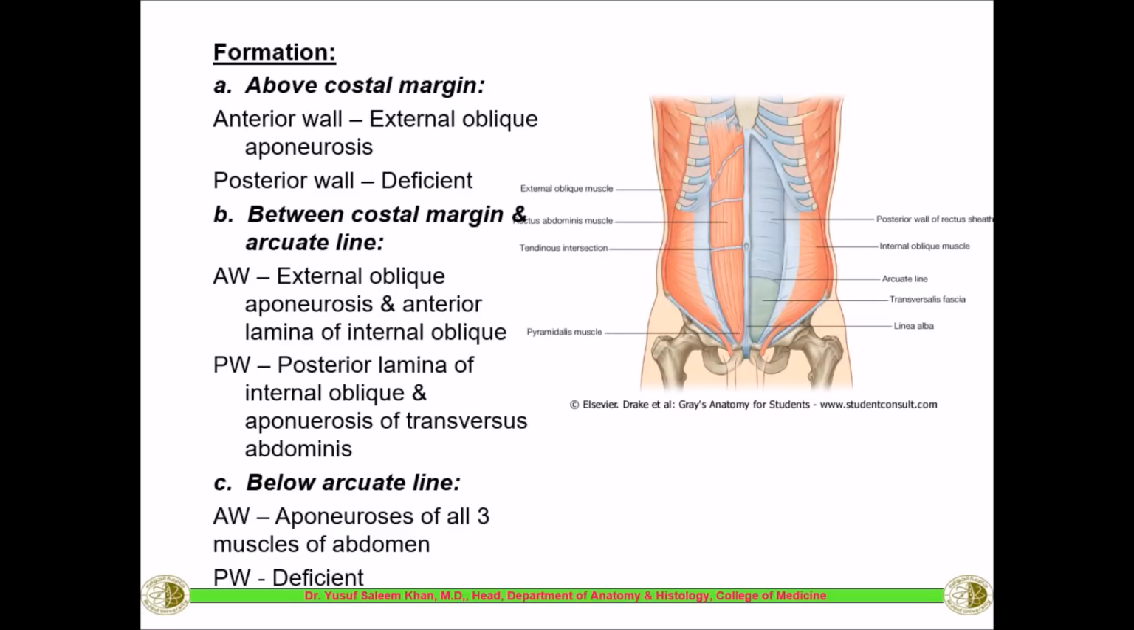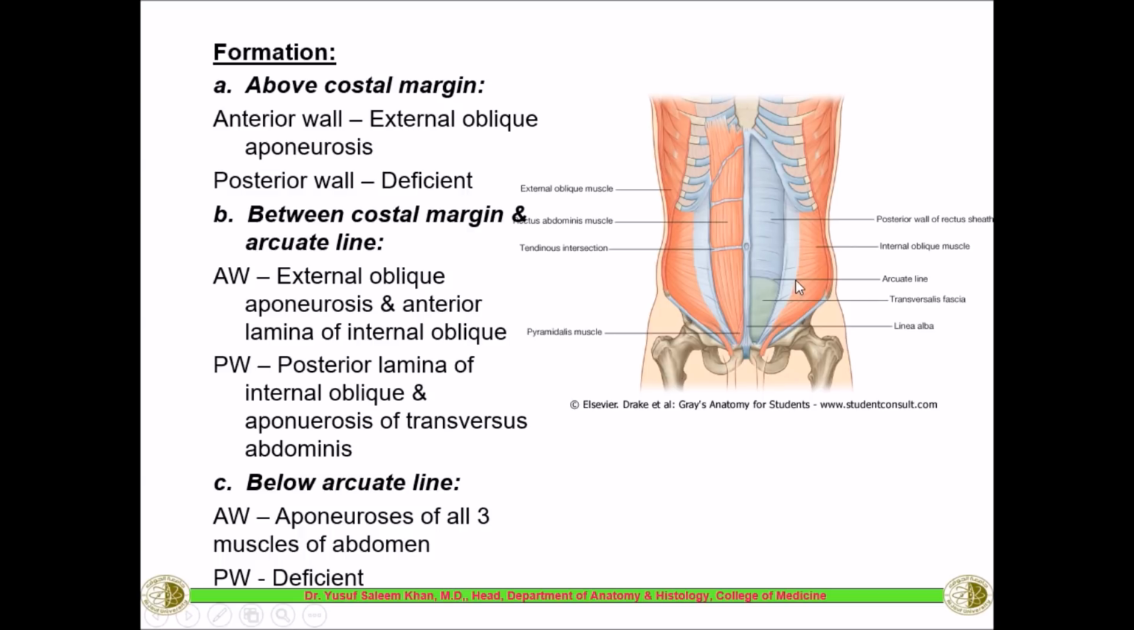Now we'll see how exactly this rectus sheath is covering this muscle. We will study the formation of the sheath above the costal margin, between the costal margin and the arcuate line, and below the arcuate line. Here you can see the rectus abdominis muscle; the rectus sheath has been removed, and here the muscle also has been removed. So you can see the posterior wall, and this wall is ending here in the form of the arcuate line.